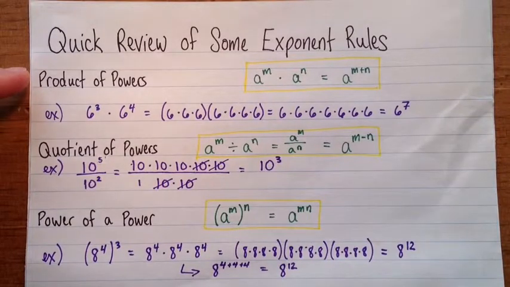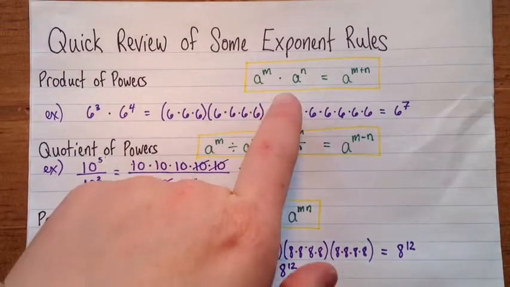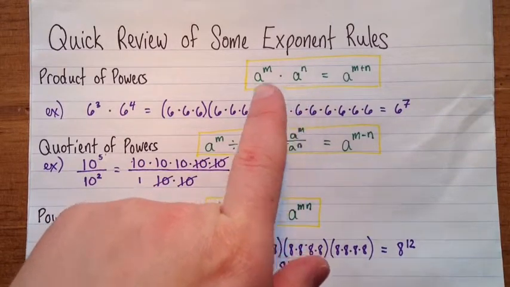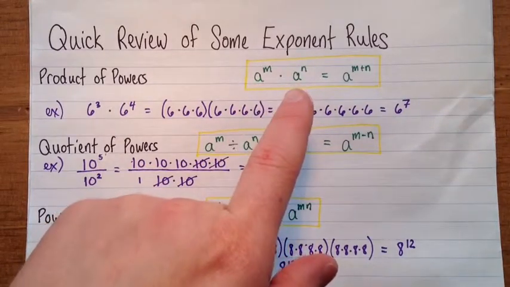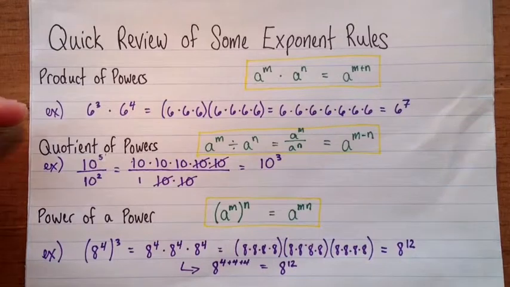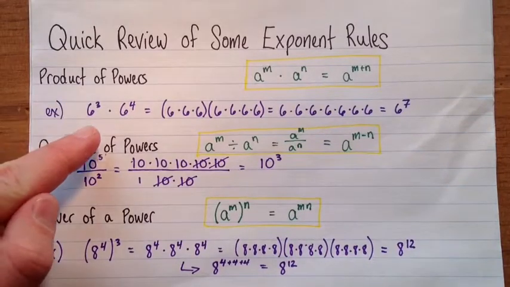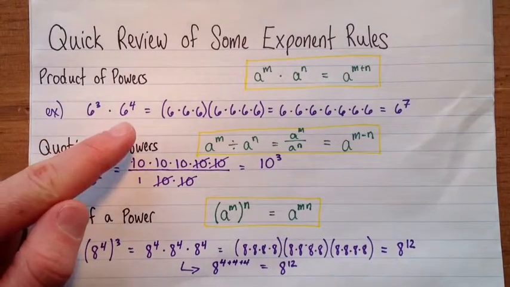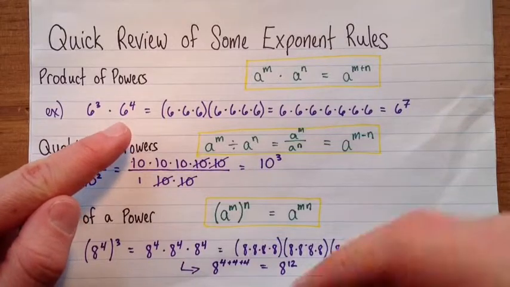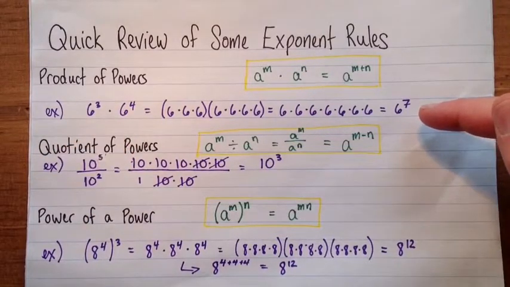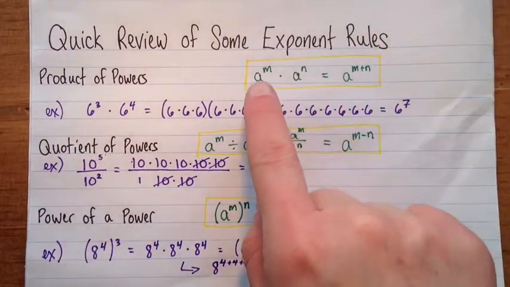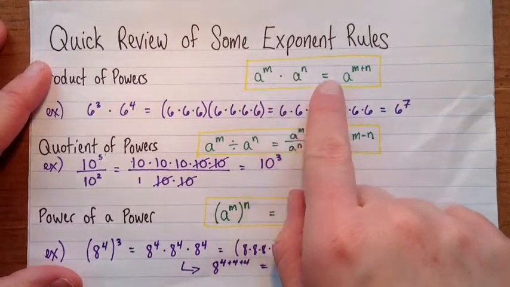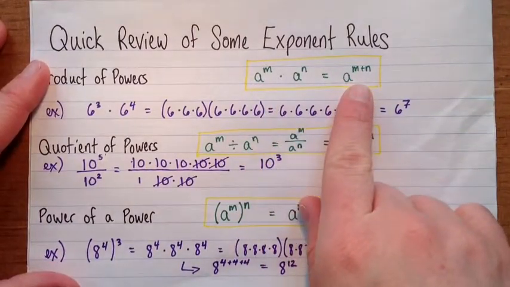So the first one was the product of powers, which means that we're multiplying 2 powers together, and these powers have the same base. So then in purple, I have an example. Like, for example, if we had 6 to the exponent 3 times 6 to the exponent 4, then it comes out to be 6 to the exponent 7. So this means that if we're multiplying 2 powers with the same base, we can just add the exponents.